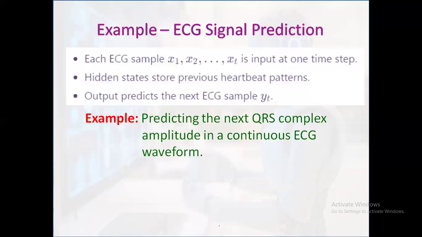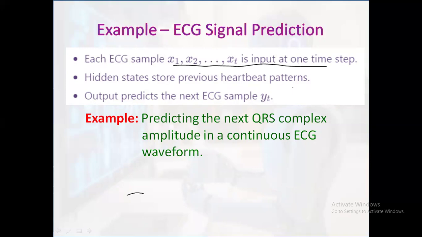So if we take one live example for this case, ECG signal prediction. ECG samples are taken as a sequence of inputs x1, x2, up to xt, the samples of the inputs we are going to consider. In this case, the hidden state stores the heartbeat patterns. The hidden state captures the rhythmic patterns such as PQRST complexes for the prediction of the next ECG values.